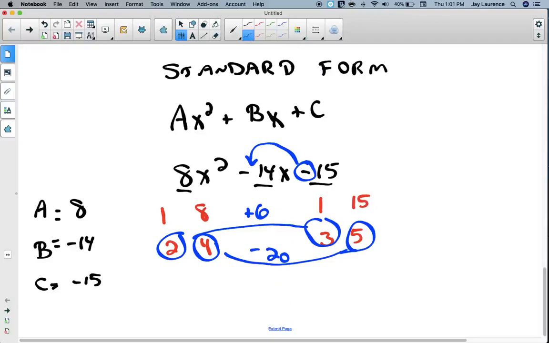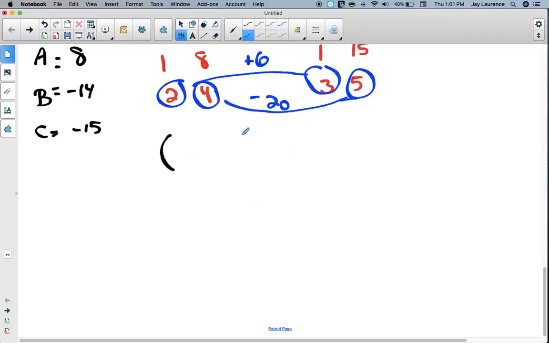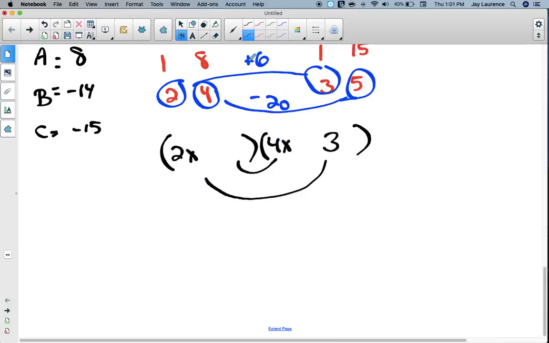Now I'm ready to factor. So I make my two quantities. The lead terms will be a 2x and a 4x. And I do the big smile and the little smile. 2 got multiplied by 3. The 6 needs to be positive. 4 got multiplied by 5. The 20 needed to be negative. There we go. We just factored.